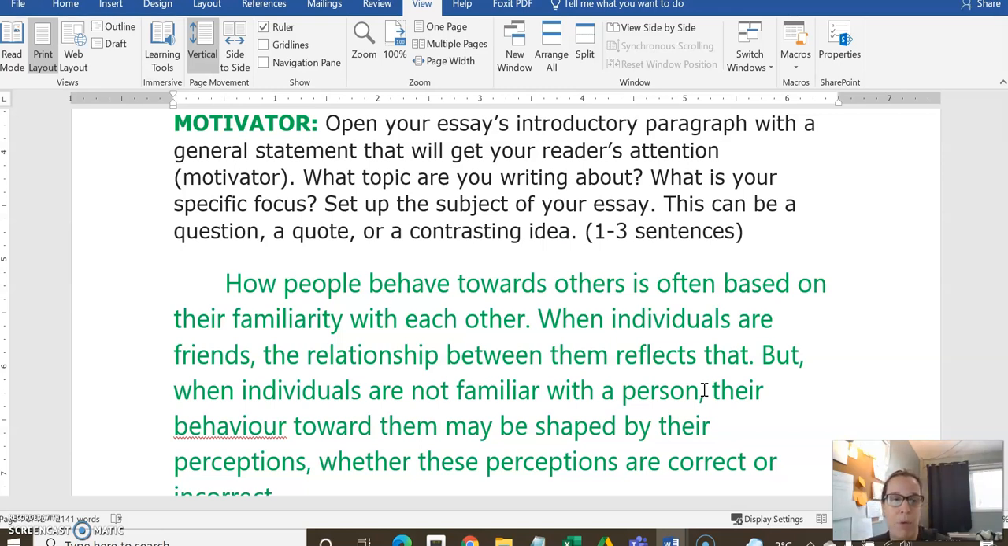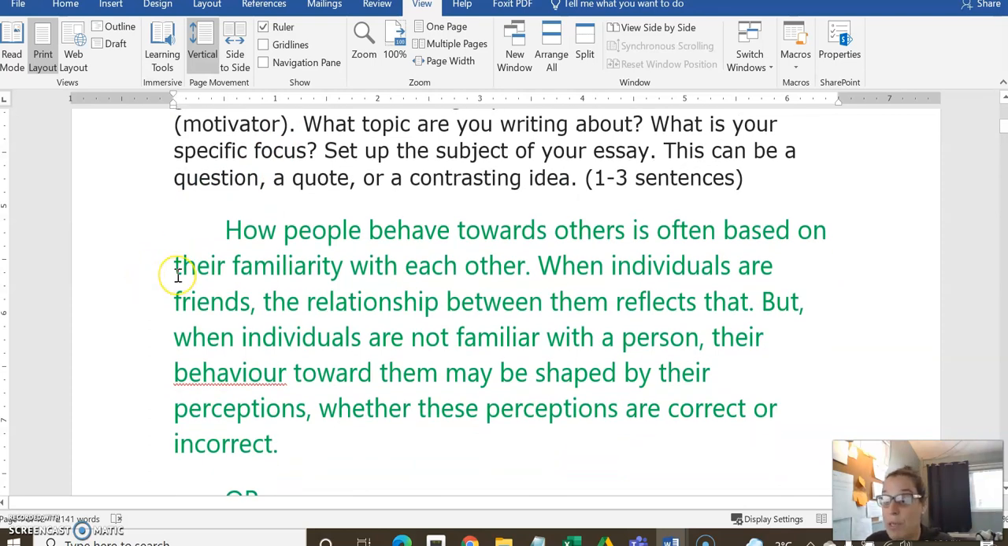So the first step is a motivator. So this is where you're going to open your essay's introduction with a general statement that will get your reader's attention. So you might just write about the topic. You might write about what you're focusing on, but you're really just setting up the subject for your essay. So this can be a question, a quote, or a contrasting idea. And this can be anywhere from 1 to 3 sentences.